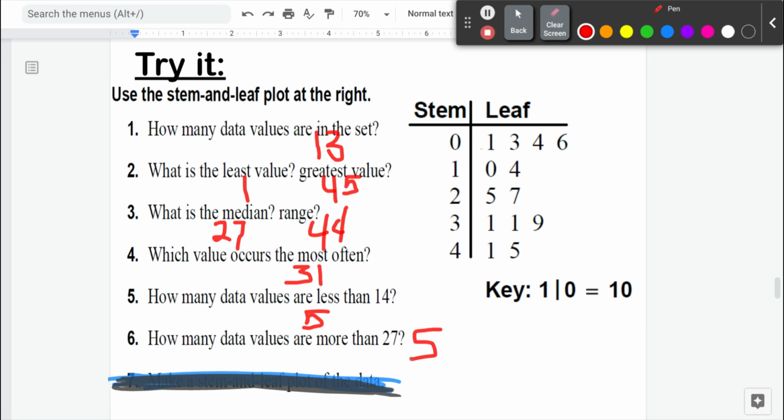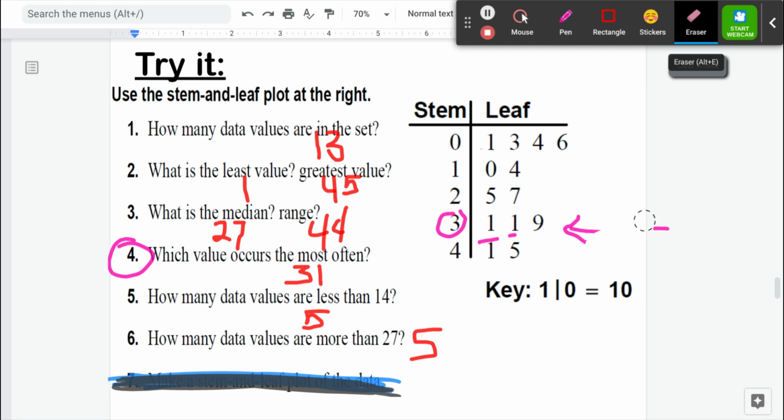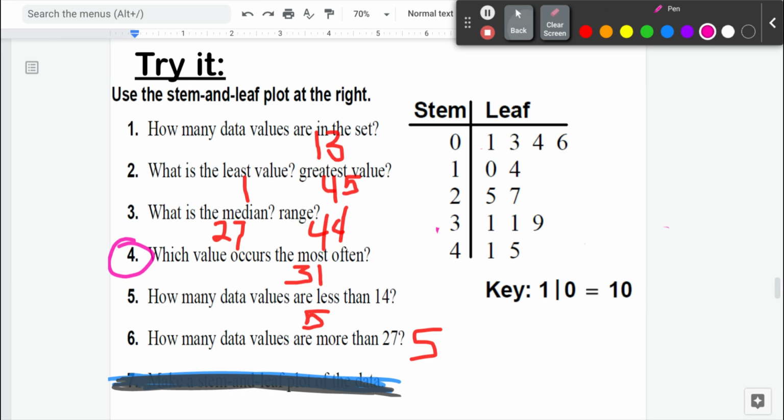So some of these trickier ones here we did not see before. Which value occurs the most often? Well, I can see that when I look in this column, there are 2 1s, which means there's really 2 31s. How'd you do at reading a stem and leaf graph?